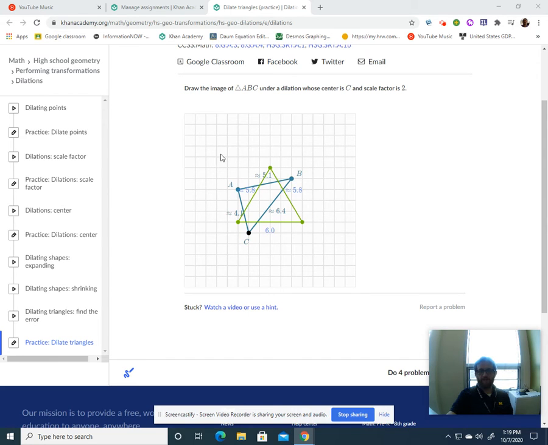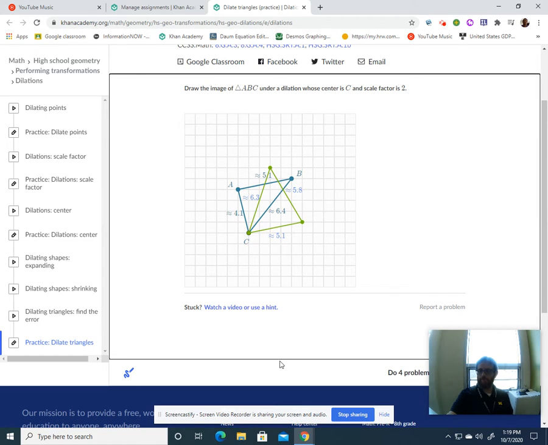It says, draw the image of triangle ABC under a dilation whose center is C and a scale factor of 2. Okay, so the center of the dilation is C. So that point will not move. So one of those points is going to be right on C. Now, I'm going to basically multiply everything by 2. So you can think of this as being the origin. So I'm going to move 1 unit to the left and 4 units up.